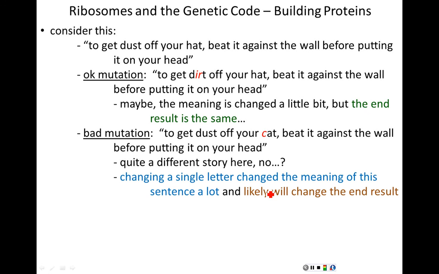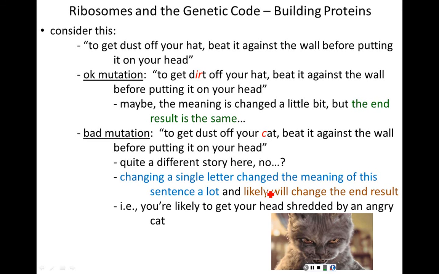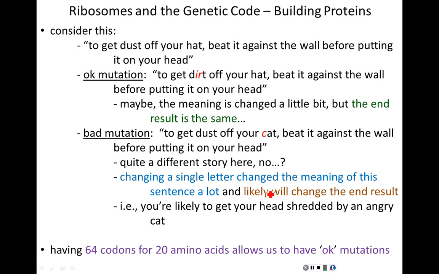By changing that single letter, we change the entire meaning of the sentence a lot. And we're most certainly going to change the end result of these instructions. We're going to have a really upset cat that didn't like being beat against the wall, and we're going to be putting that cat on our head. So we have different categories of mutations, some that are tolerable and some that are really bad, depending on how that mutation affects our instruction manual.